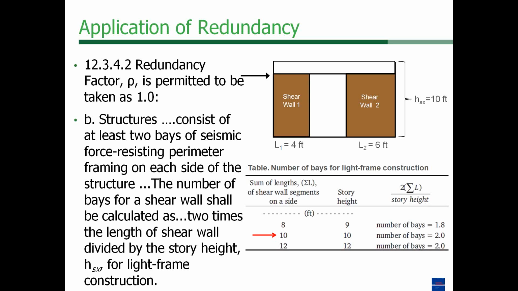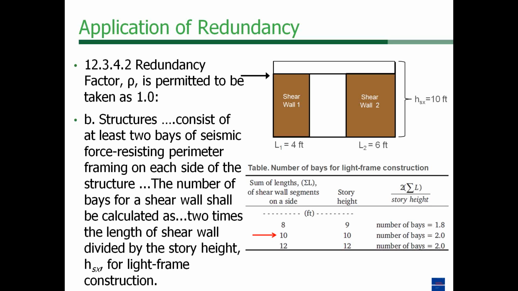It reads that structures consist of at least 2 bays of seismic force resisting perimeter framing on each side of the structure. The number of bays for a shear wall shall be calculated as 2 times the length of the shear wall divided by the story height for light frame construction. What we've tried to illustrate here is a shear wall line, and we're going to figure out if it qualifies as 2 bays. Applying these ASCE 7 provisions, the number of bays is 2 times the length of the shear wall divided by the story height.